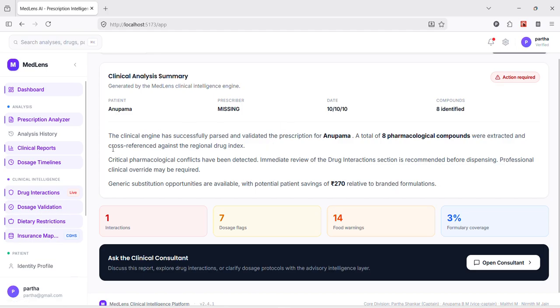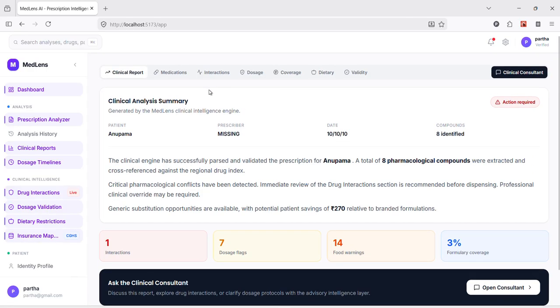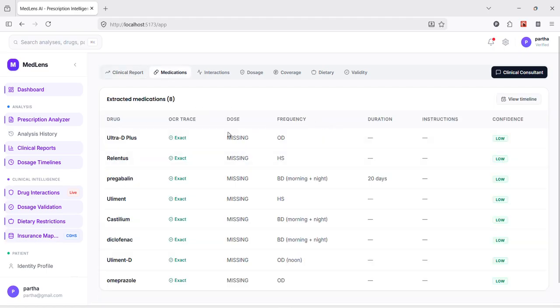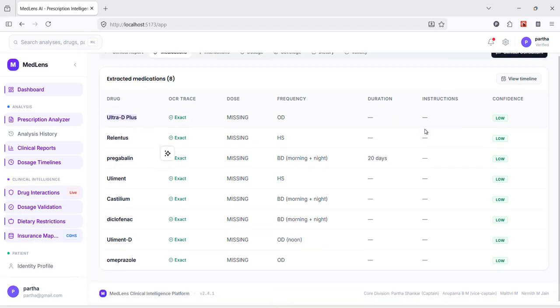So now we properly see who the patient is, and it is generated by MedLens, our AI platform. This is our clinical report and medications. Here it tells us exactly how accurately the prescription was extracted by OCR. Ultra D plus was properly extracted, but what was missing is the dose. So it flags it again, and duration and instructions were all missing.